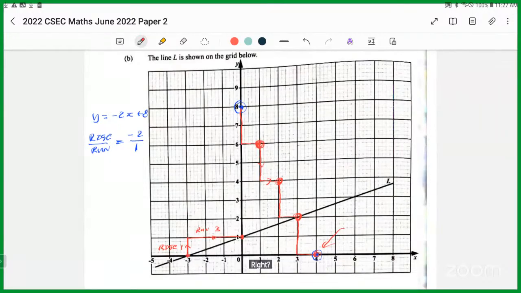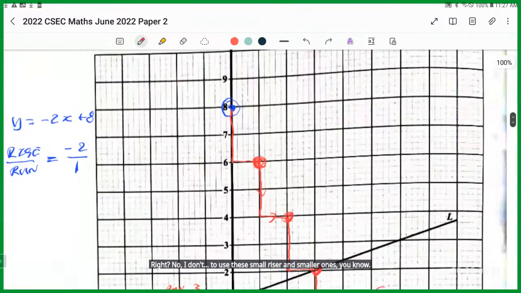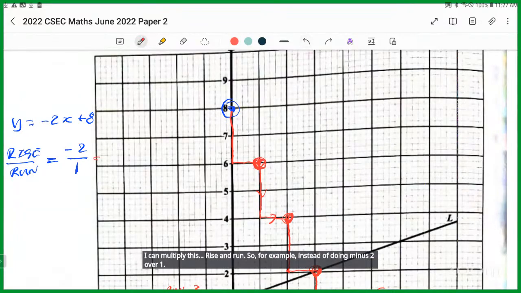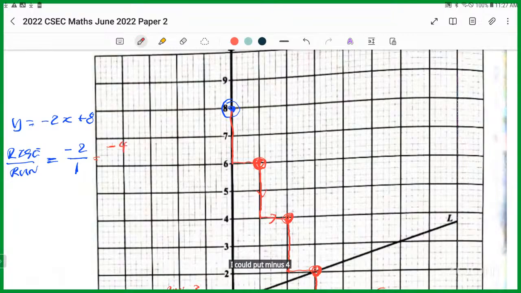Now, I don't have to use these small rises and small runs, I can multiply this rise and run. So for example, instead of doing minus 2 over 1, I could put minus 4 over 2, double the jump. I multiply this by 2, I multiply this by 2. Or I could use minus 6 over 3. Anything that is still equal to negative 2 can work. Or it could be minus 8 over 4, and get the same result.